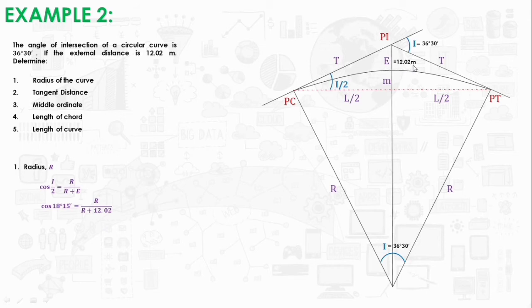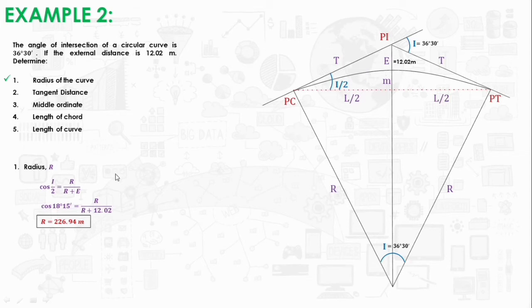Using shift solve, we get the value of R, which is equal to 226.94 meters. So now we have the value of R, the radius of our curve. Next, let us determine the tangent distance T, since R and E are known.